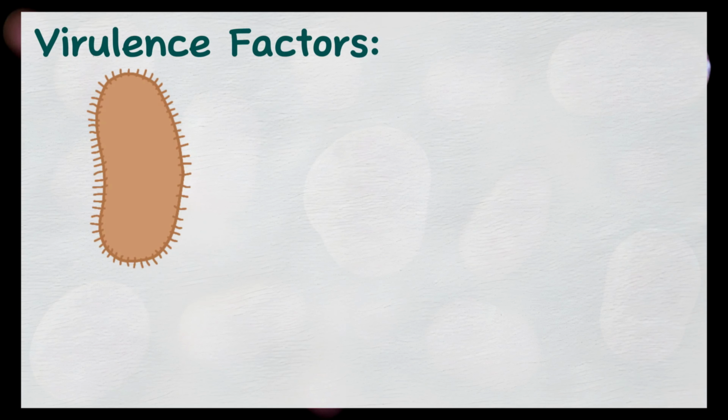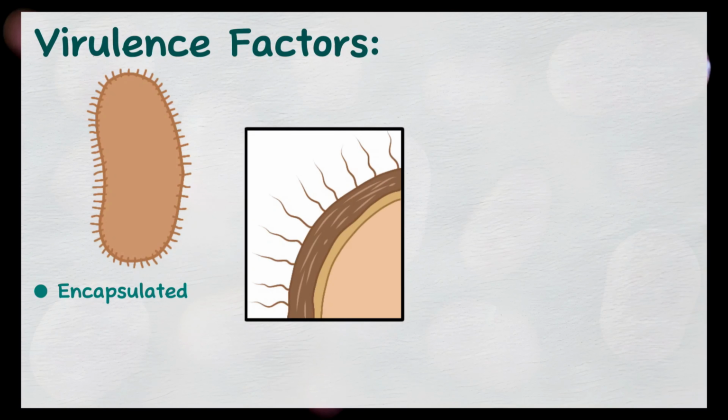Francisella tularensis possesses several virulence factors, which act like assault weapons, aiding in its attack on host cells and helping it evade the immune system. First, it is encapsulated, meaning it is surrounded by a polysaccharide layer called a capsule. Beneath the capsule lies an outer membrane made up of lipopolysaccharide.